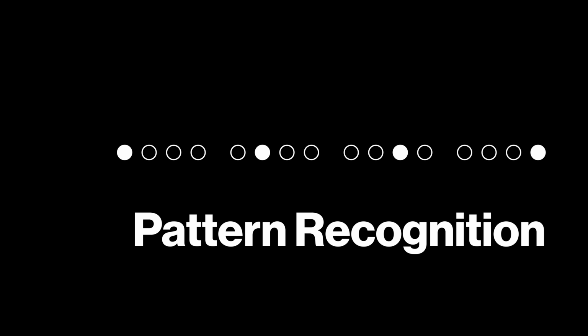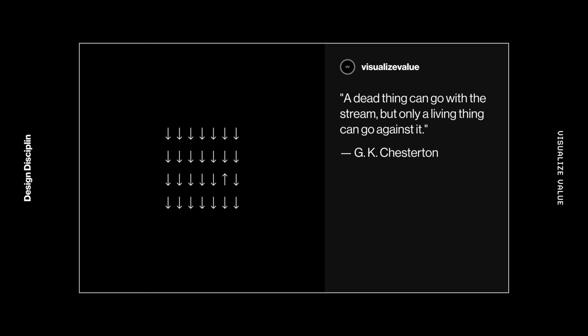Pattern recognition is fundamental to how the human brain works. In fact, a lot of neuroscientists describe the human brain as a prediction machine. And in visual design, patterns give us the power to communicate without actually saying anything, without speaking, because given enough history, the human brain is able to extrapolate and fill in the blanks. We're also quick to recognize what goes against the pattern, what stands out, as we can see in this illustration of a quote. "A dead thing can go with the stream, but only a living thing can go against it."